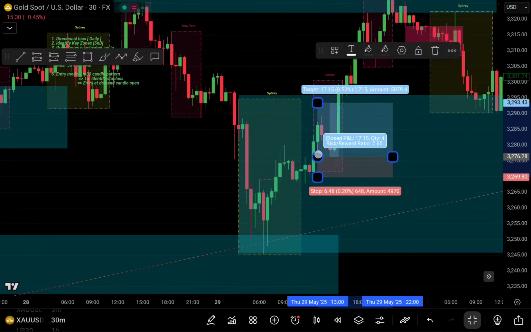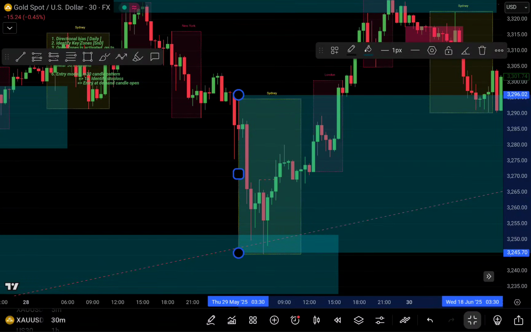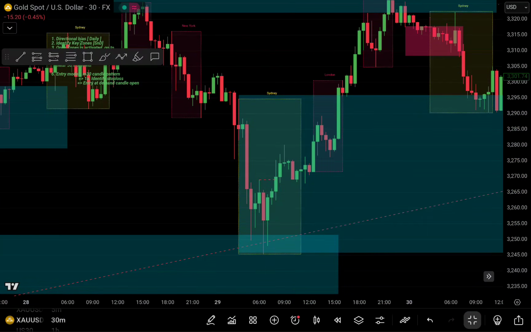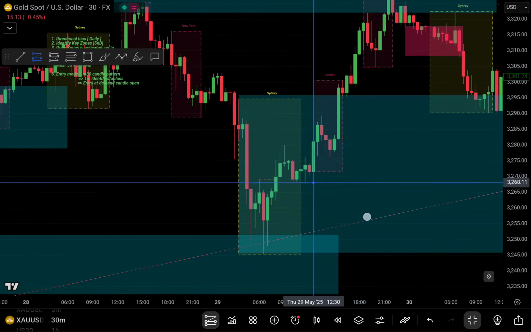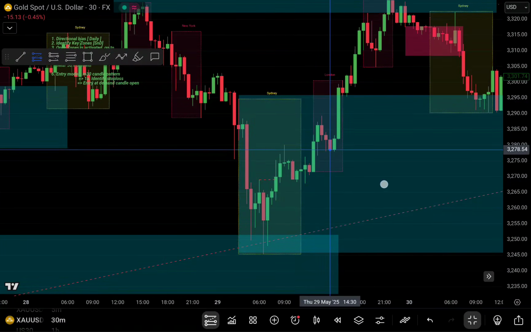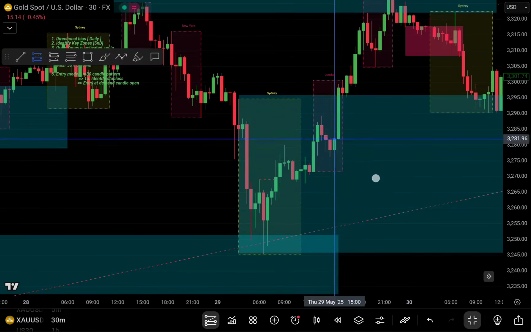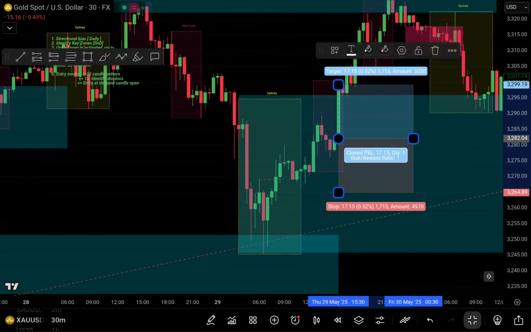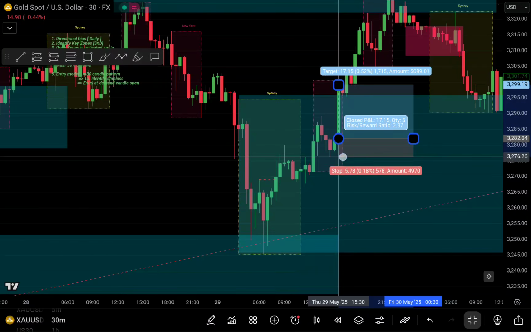But since this candle closed way above, I did not take this. We can ignore this one. We can wait for the next engulfing candle, 30-minute engulfing candle. So we see that price went up, and then in London session it took three 30-minute candles to come down, and this fourth candle will be a perfect example of a trade.